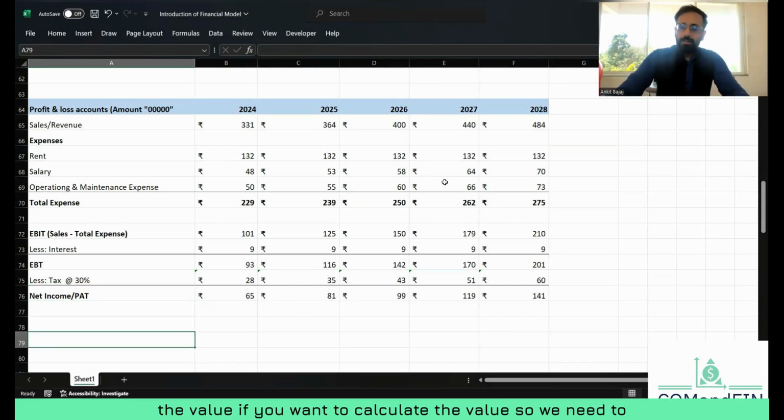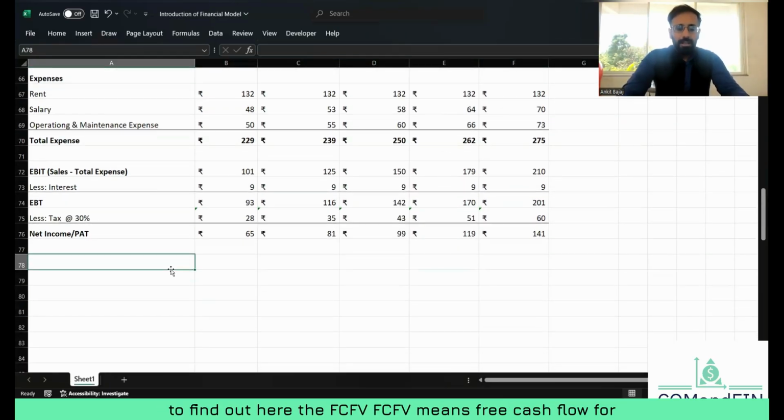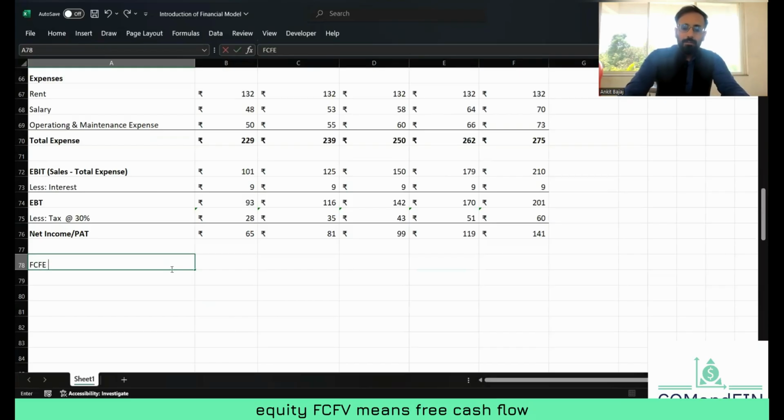Now, if you want to calculate the value, we need to find out the FCFE, right? FCFE means free cash flow for equity. That is, how much return the equity shareholder will receive from this business. So free cash flow for equity we have to calculate.